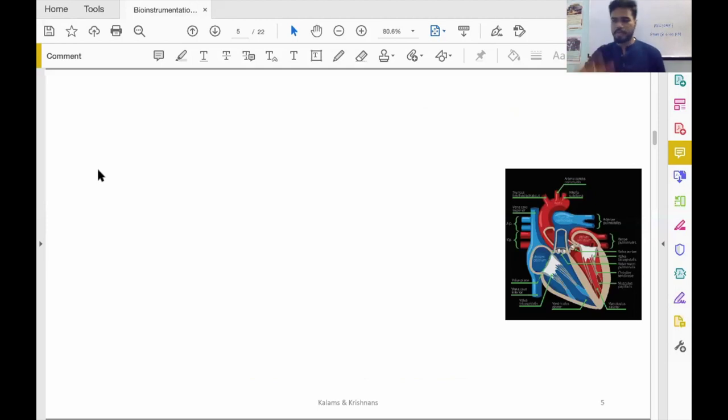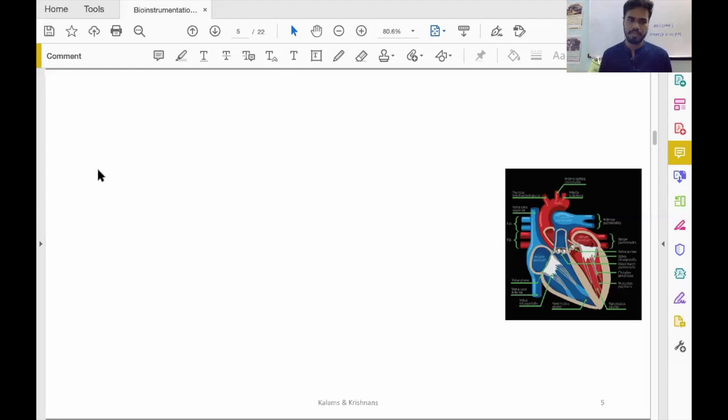So this is going to be an active session. What I suggest is take a paper and a pen, and we are going to draw that Wiggers diagram. Are you all up for this? Yes, sir. Okay, so the best way to learn is, we can look at the figure and start describing what is going on at this point, but I don't think you'll learn. Let's start from scratch.